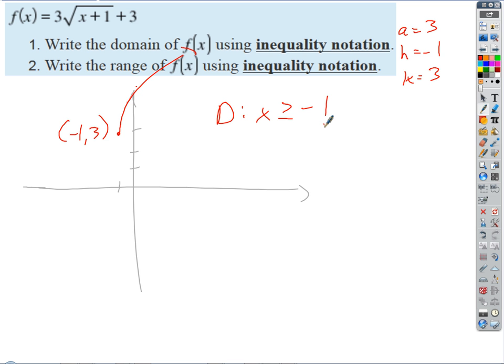How about the range? Is there a starting y value? What is it? 3. So now the question is, we're starting with a y value of 3. Y is vertical, right? Are we going to go up or down from there? We're going to go up. Good. So if we're going up from there, what does that mean? Gage, what's that mean in terms of a range then? How are we going to say that? So y is what? If we're starting at 3 and going up, how do we say that? Y is what?